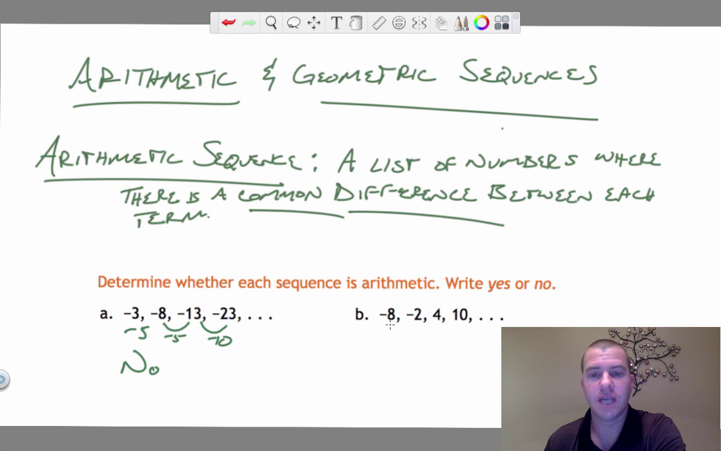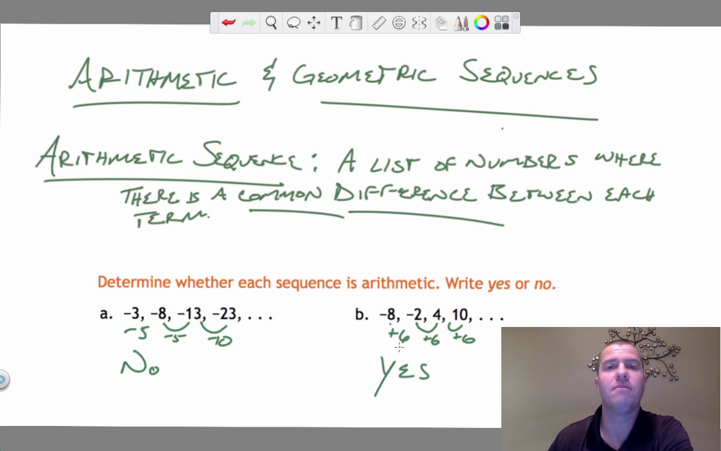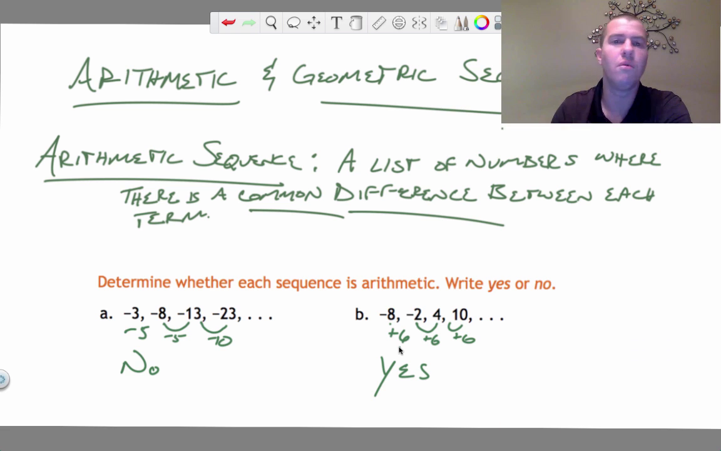For this next one, to get from -8 to -2, I'm going to add a +6. To get from -2 to +4, I'm adding a +6, and adding a +6. Because I'm adding a +6 every time to get the next term, this is an arithmetic sequence. I know you're used to saying arithmetic for this word, but you will more than likely hear it as arithmetic when it's being referred to as a sequence or series, which is what we're doing here.